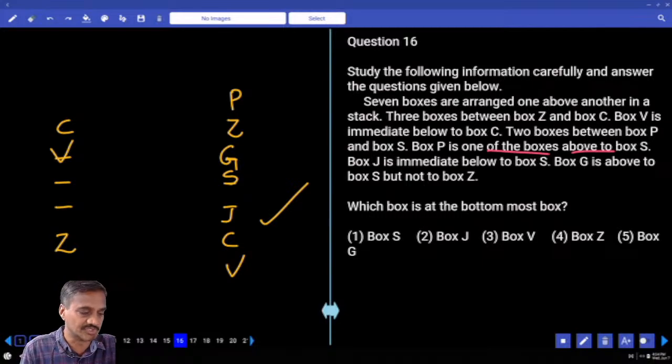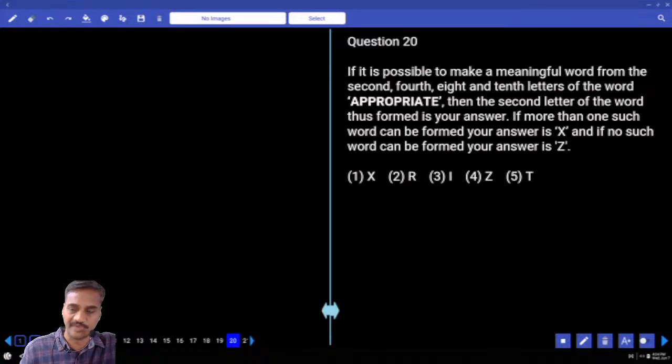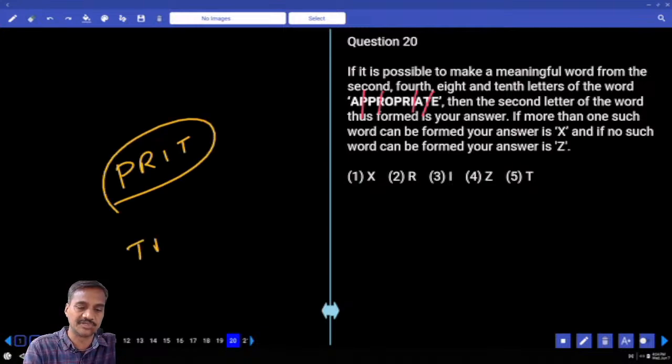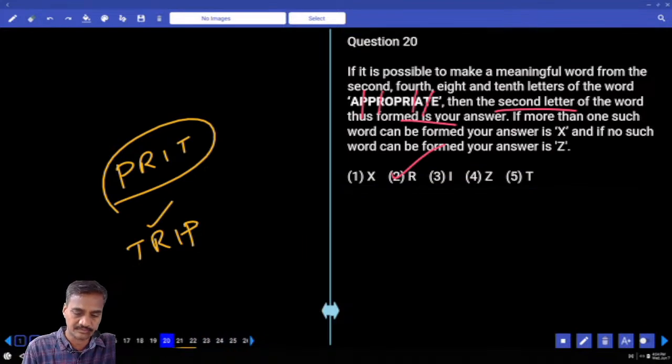And next one, this is about 16 to 19. Then 20th. Now word formation. Now if it is possible to make a meaningful word from 2, 4, 6, 8 and 10. What are the letters we have? P, R, I, T. Now what is the word that can be formed? TRIP, trip. Now trip is the word that can be formed. Then the second letter of the word formed is your answer. Second letter is R. Choice 2, question number 20.